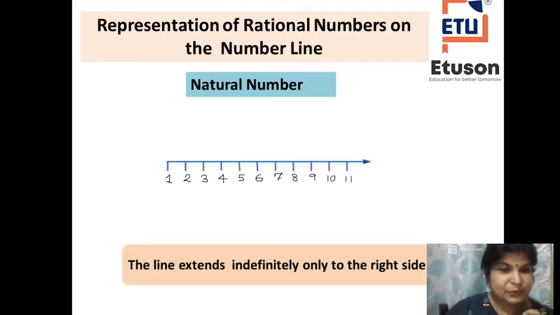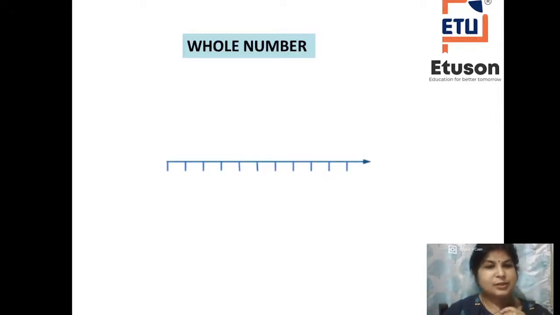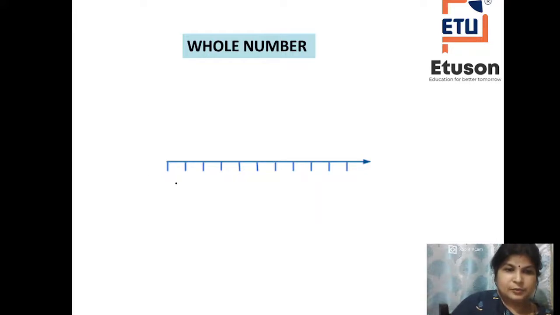Now let us go to how we can represent the whole numbers using your number line. So here comes your whole number. What is the difference between natural and whole numbers? Only one zero is added to natural numbers, that becomes whole numbers. So instead of the starting point being 1, which was in case of natural numbers, here it will start from 0.